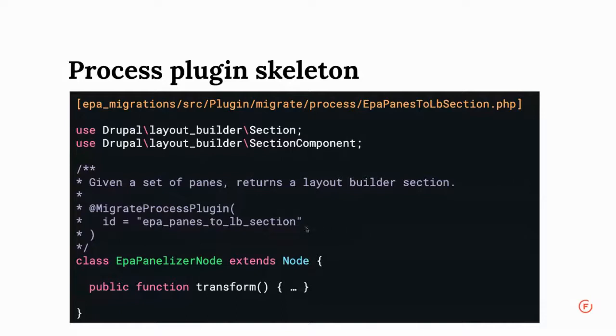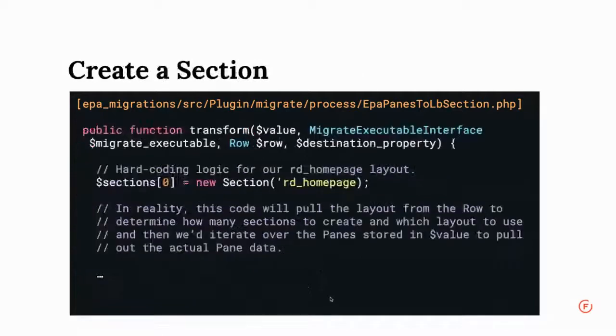The only method we're going to look at with this process plugin is the transform method. We're going to first start by just creating a section. If you remember from the demo, the first thing I did when I got to that layout tab is I clicked add section, and I created that section with the research directory homepage type layout. Again, I have my little disclaimer that in reality this code would be much more complicated, but we're just going to hard code the logic for that research directory layout. And we're just going to look at creating one block on that layout.